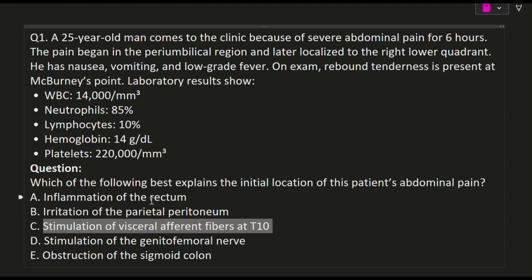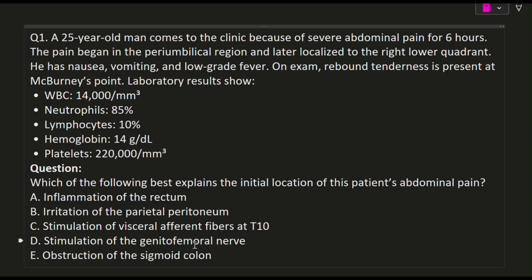Now let's try to understand why other options are not relevant. Inflammation of the rectum would have pain in the suprapubic region. Irritation of parietal peritoneum, which is true, but that explains the later pain, not the initial pain. The question is about the initial location. Why does it occur in the periumbilical region? So the right answer would be stimulation of visceral afferent fibers at T10.